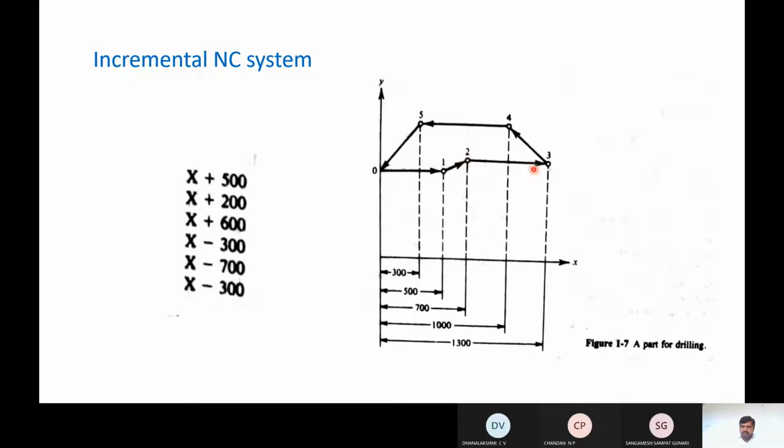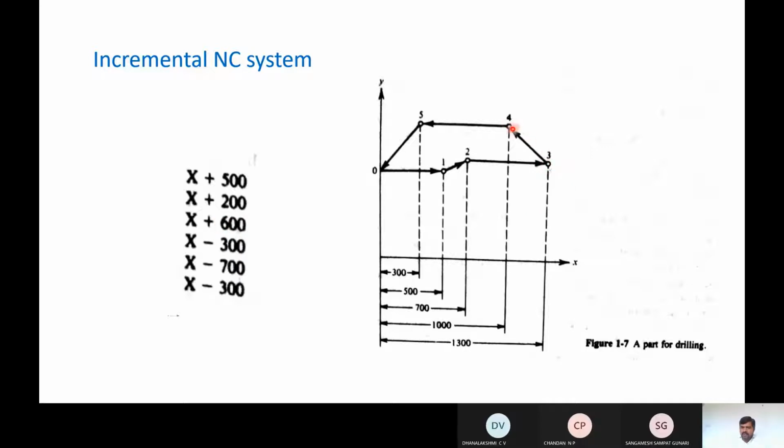Next, you should go for drilling hole number 3. For hole number 3, you are considering the current position, that is at 2. Now the table has moved to hole number 2, and it should be moved to 3. The distance is, since hole 3 is 1300 from the origin and it is at 2, 1300 minus 700. So the gap will be 600. It has to move for plus 600.